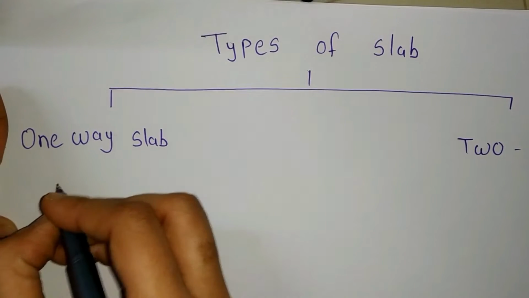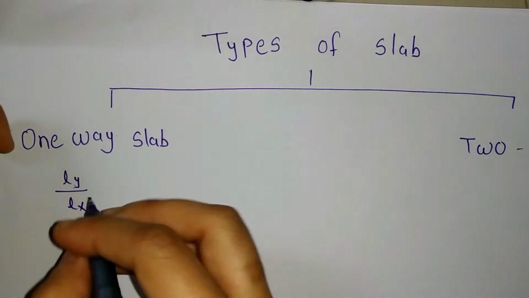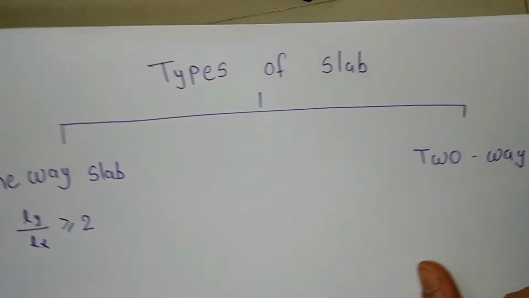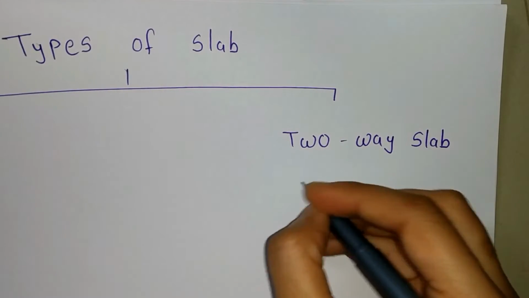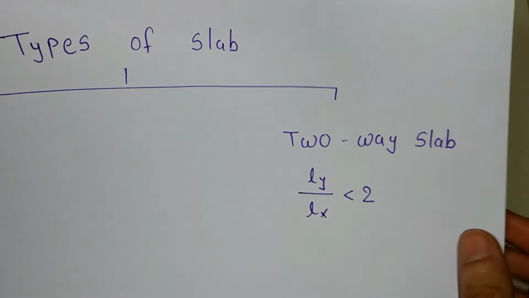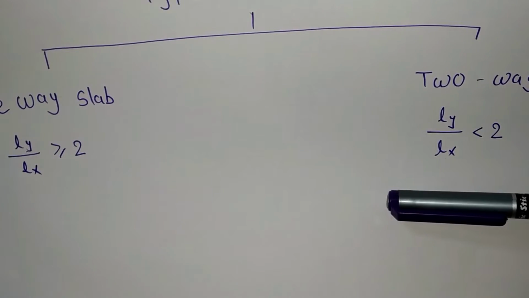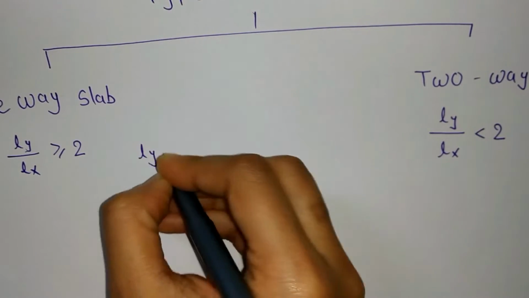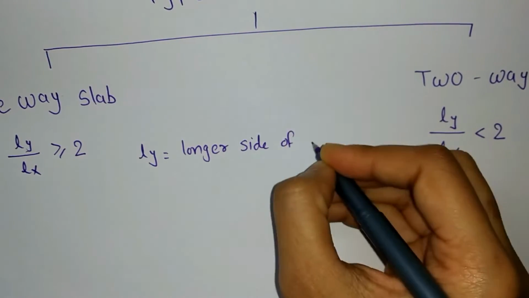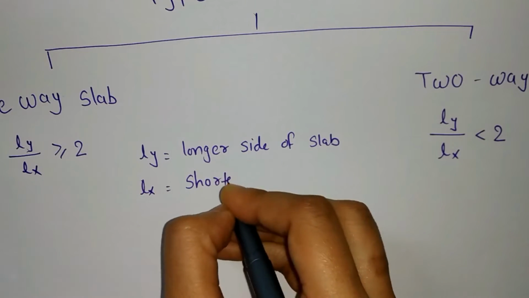Let's see. If my Ly upon Lx ratio is more than or equal to 2, you can consider that slab as a one-way slab. And for a two-way slab, when the Ly upon Lx ratio is less than 2, we can consider it a two-way slab. Okay. Here, Ly will be the longer side of the slab and Lx will be the shorter side of the slab.